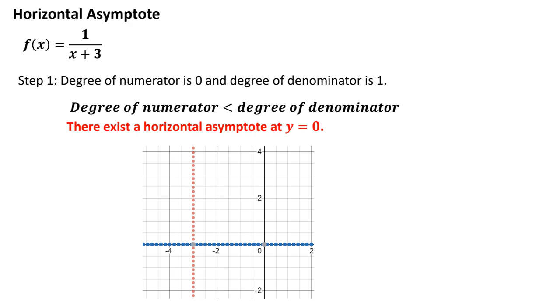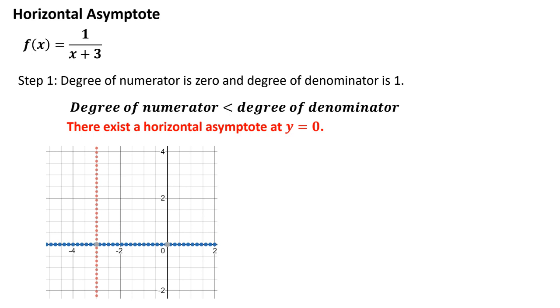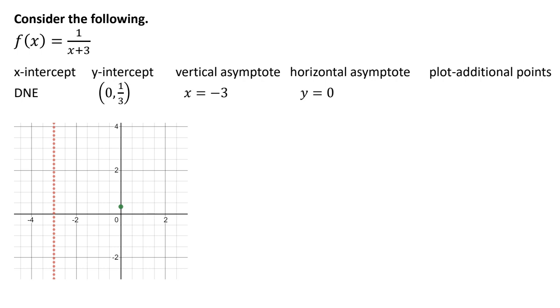Okay. So now that we have our vertical and horizontal asymptotes, we can graph this. This is what we know. It has no x-intercepts. It has a y-intercept, and our horizontal asymptote. So to get a better idea, let's plot some additional points. My additional points that I'm picking are at -2 and 2. When I plug in x equals -2, I get a y value of 1. When I plug in x equals 2, I get a y value of 1/5.